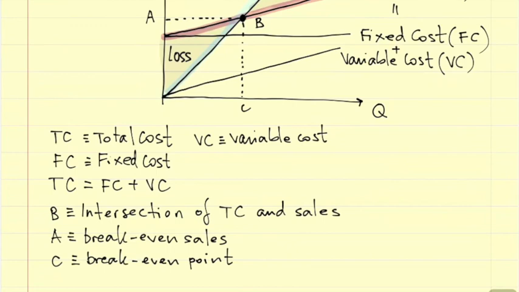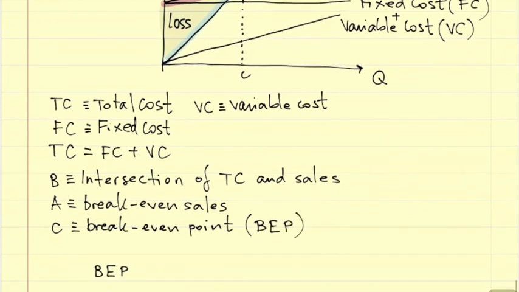So the break even point, BEP, is FC, fixed cost, divided by selling price per unit minus the variable cost per unit.